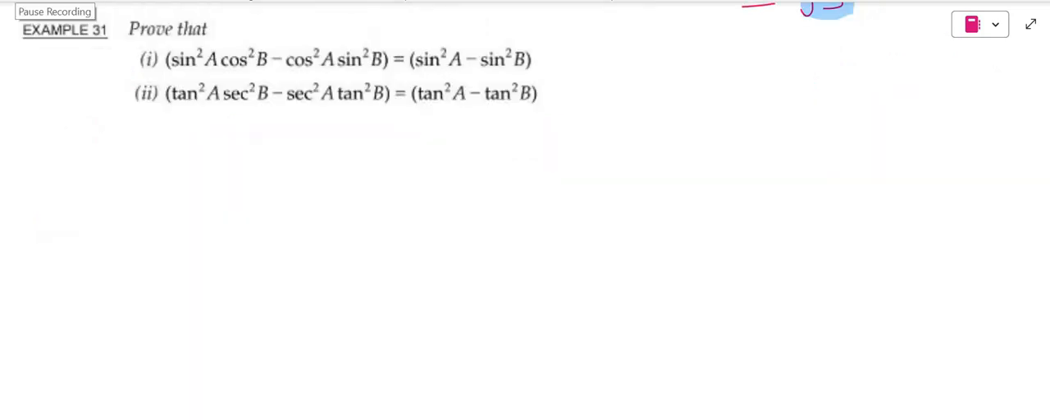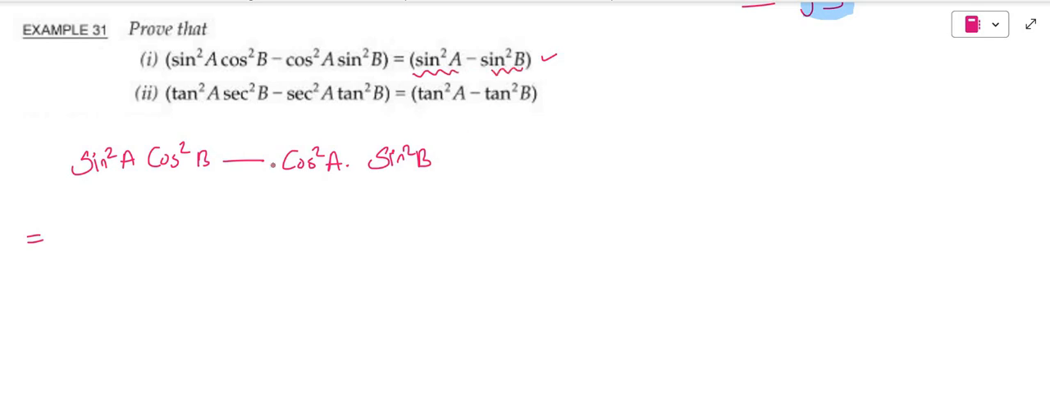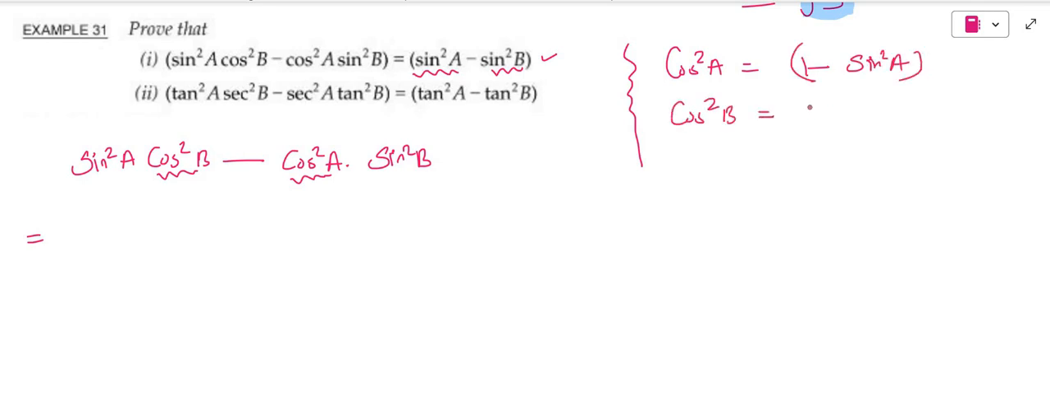So this is question number 31. We are seeing sin square A cos square B minus cos square A into sin square B. So first I will solve the first part. Let me write down sin square A cos square B minus cos square A sin square B. What we have to prove is in terms of sin square and sin square. We don't want cos square. Cos square we have to remove. So what is the formula for cos square? Cos square A is 1 minus sin square A. And what is cos square B? 1 minus sin square B.